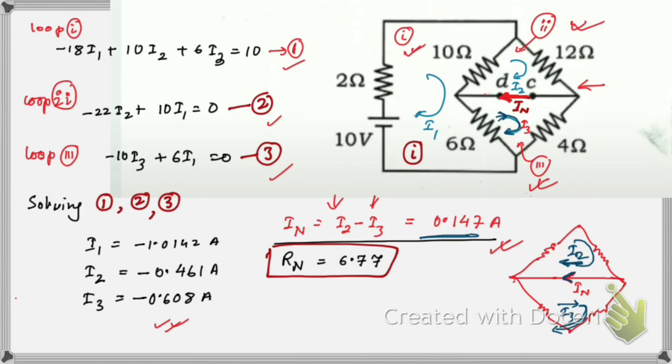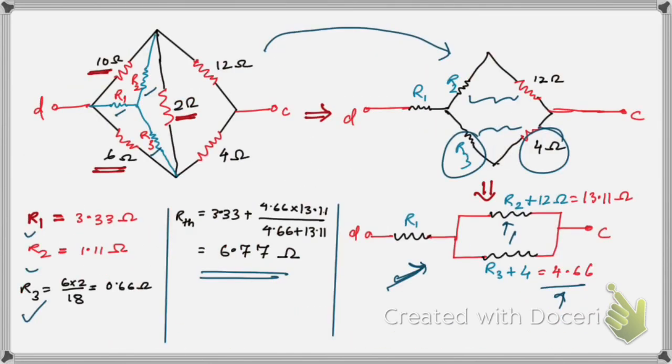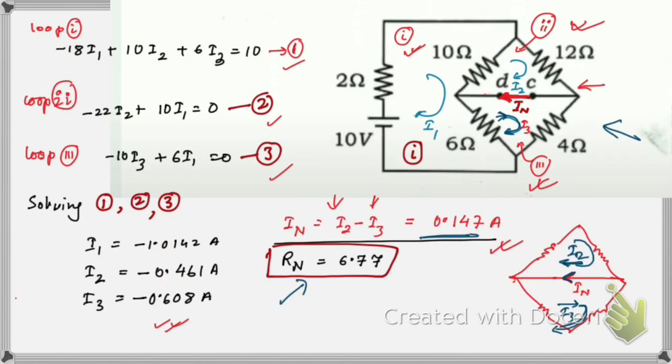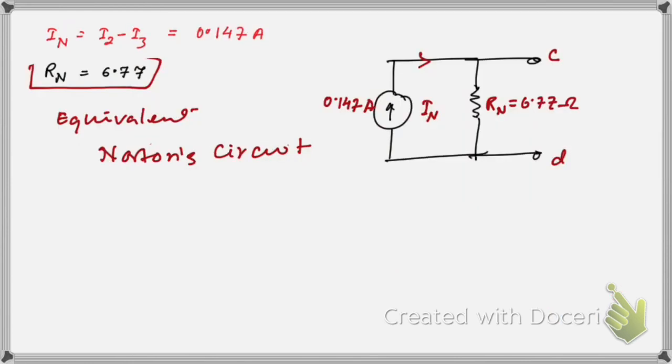Once I have got IN, this RN, the equivalent resistance in this circuit, will be equal to that RTH that we have already got in Thevenin's theorem. This equivalent resistance is already calculated here, right? So that will be the RN in this case. And once you have got RN and IN, then you can draw this Norton's equivalent circuit, right? So this is RN, there should be ohm. So this is question number E.